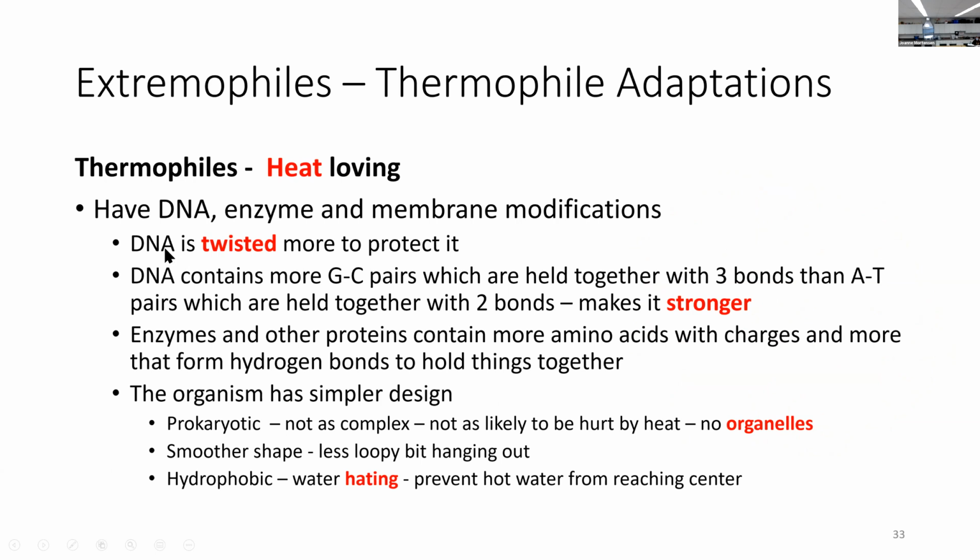And what are we going to do? We're going to take our DNA and we're going to twist it up tighter, and it's going to protect it. It's going to have more GC pairs in it because it makes it stronger, because guanine and cytosine have 3 bonds and the other ones only have 2.